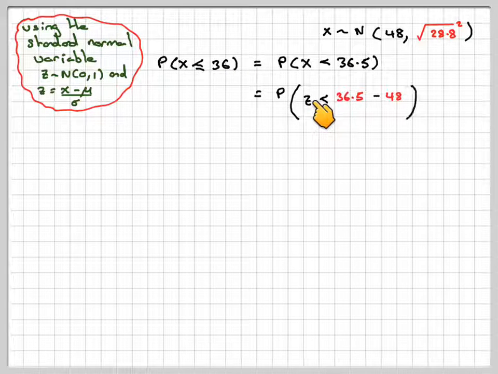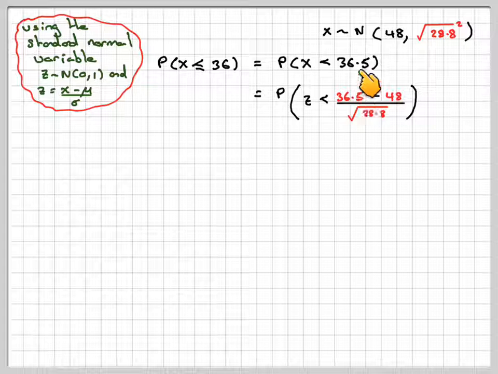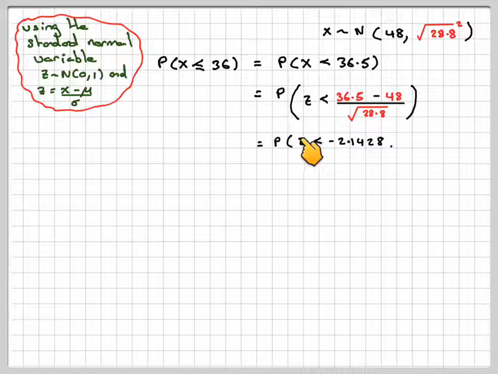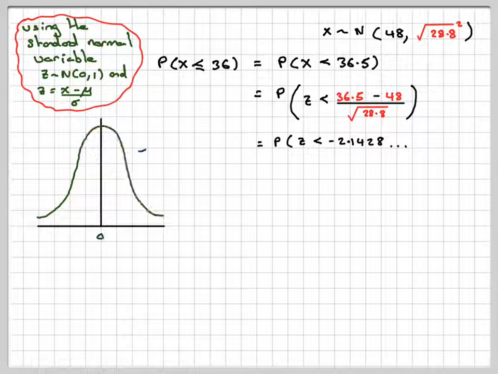So standardizing, we're going to get that Z is equal to 36.5 minus the mean divided by the standard deviation. This is why we write it like that. That comes out as the probability that Z must be less than minus 2.1428. I like to draw a graph, so mean of 0 and standard deviation of 1, minus 2.142 is there. We want less than.